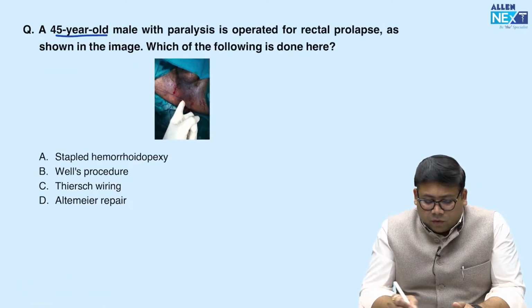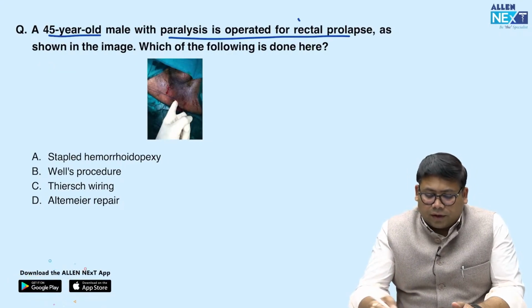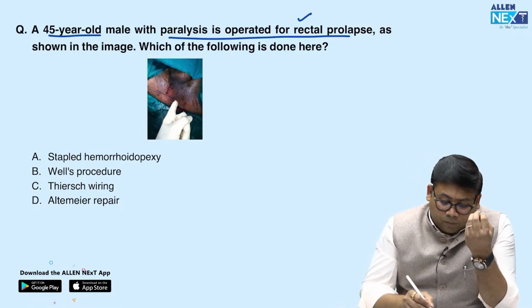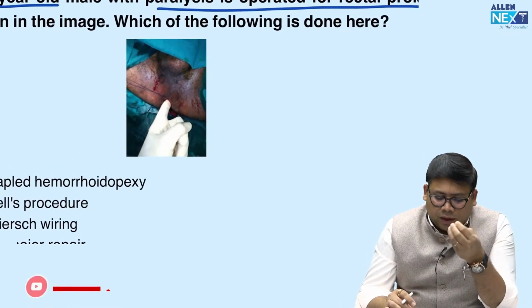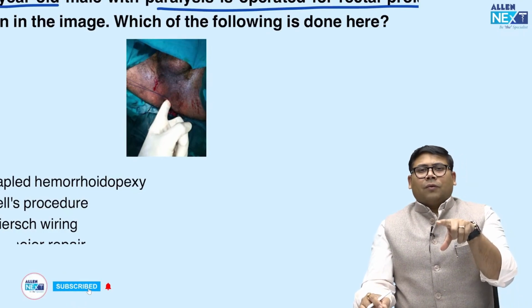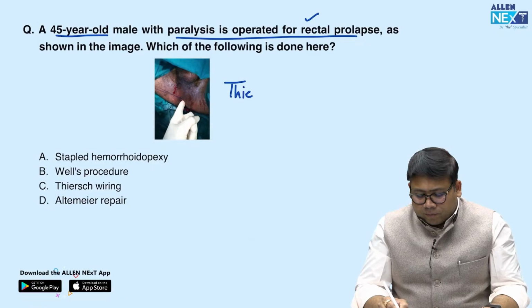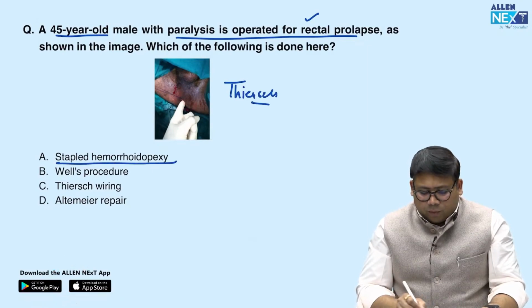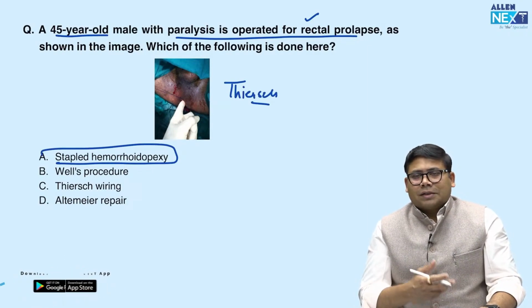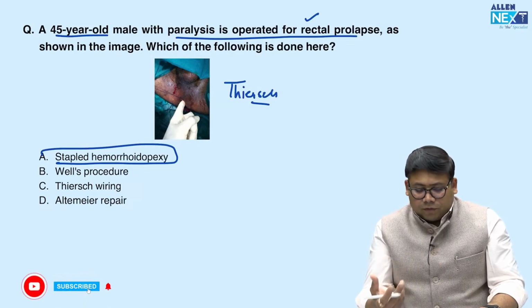Next is a 45-year-old male with paralysis who is operated for rectal prolapse. The image is showing a perianal cerclage wiring done, and this is nothing but a Thiersch wiring. Now, this is not a stapled hemorrhoidopexy because the stapler is not seen, and stapled hemorrhoidopexy is not a treatment for rectal prolapse.